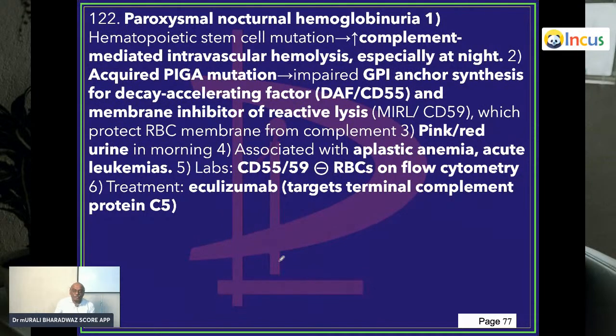Good. So, doctor, paroxysmal nocturnal hemoglobinuria. Lawrence, what is meant by paroxysmal?